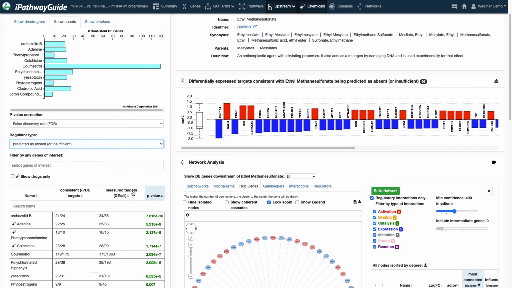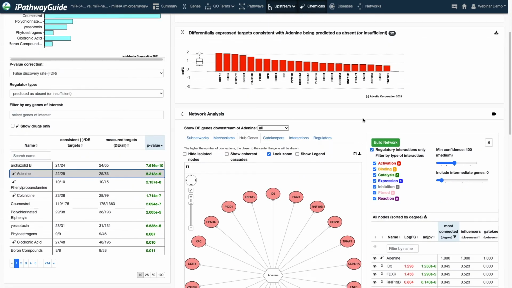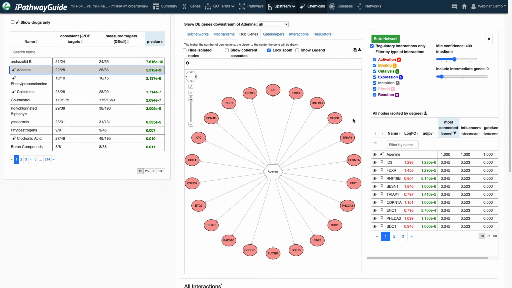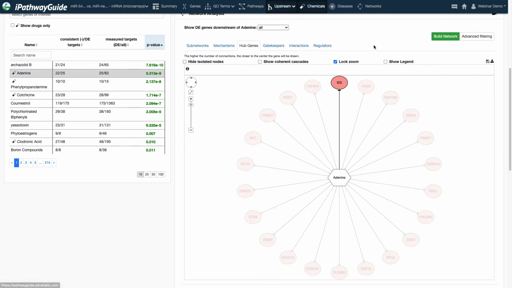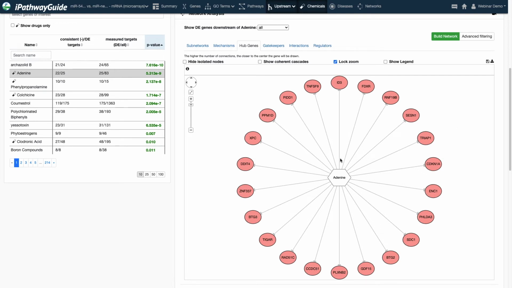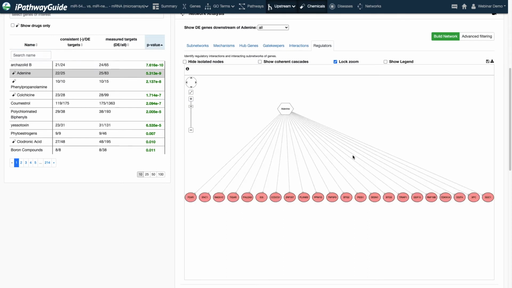So, for example, we have adenine. It's a purine base, right? It's part of nucleotides, but you can see that it has 22 consistent targets. So these are all targets of adenine that normally it would inhibit, but all of them are up. All of them are upregulated. So adenine would reverse this upregulation if we added it to the system, essentially. Okay.